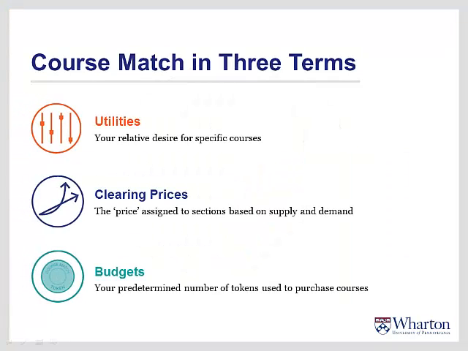To use CourseMatch, you need to know three terms. 1. You have relative utilities for course sections. Some sections are high on that scale, others less so, some not at all. 2. Each section has a clearing price based on available seats and the relative demand for those seats. 3. You have a budget of course tokens. CourseMatch spends your course tokens to purchase course sections guided by your reported utilities.